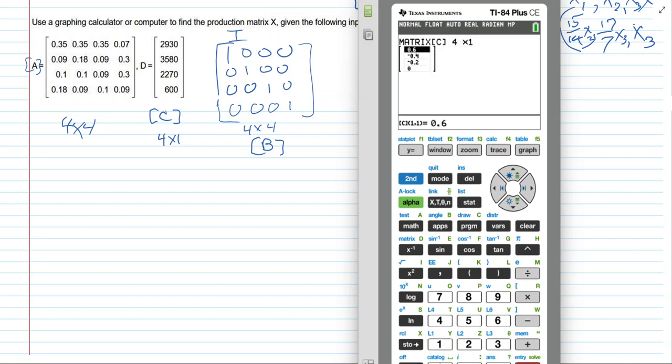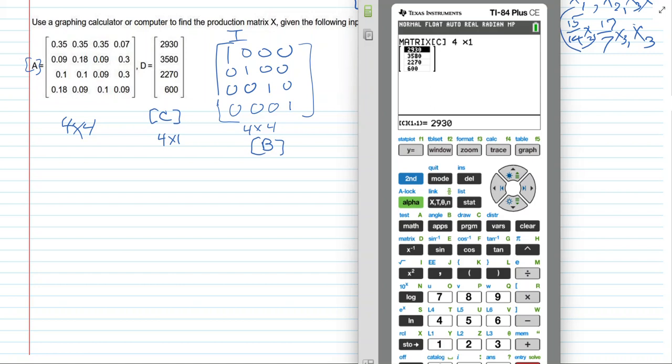All right, matrix C, and I'm going to enter our demand, 2930, 3580, and 2270 and 600. Make sure I read the numbers correctly and entered correctly, and I did.